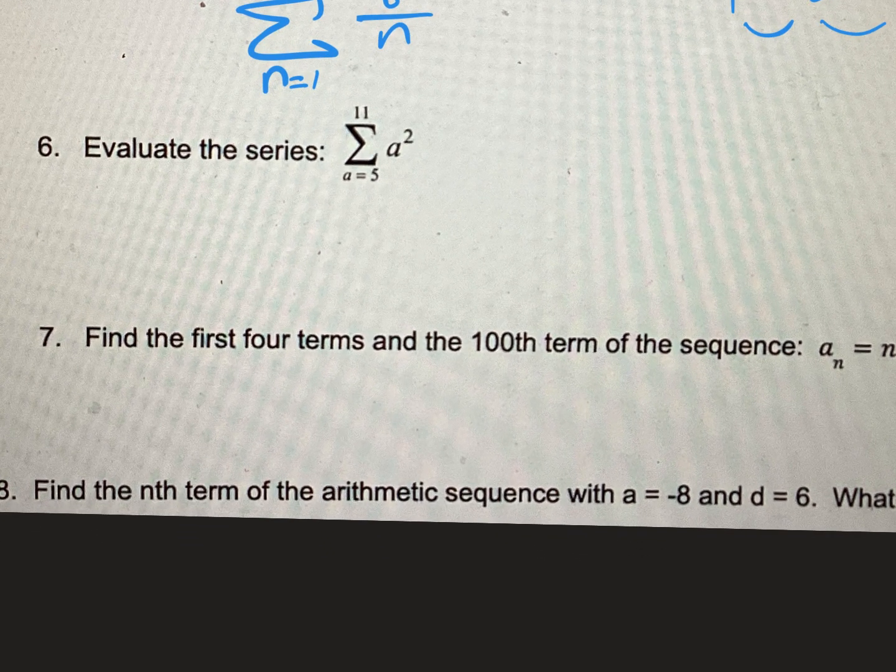From 5 to 11, if I put in 5, I'm getting 25, 5 squared, 6 squared, 7 squared, 8 squared, 9 squared, 10 squared, 11 squared. I've got to add those up. Obviously, I think you know where the calculator button is on this one too, just saying. I'm getting 476 on that one.